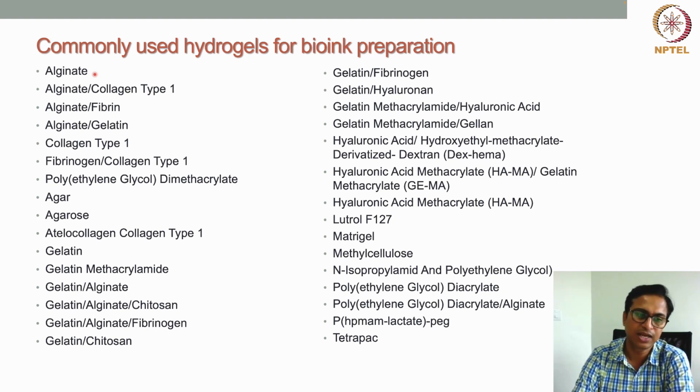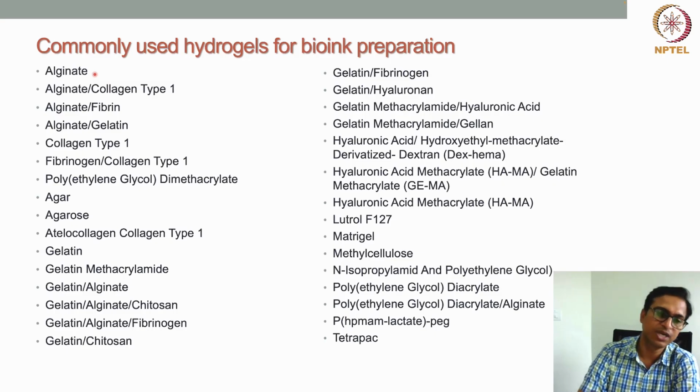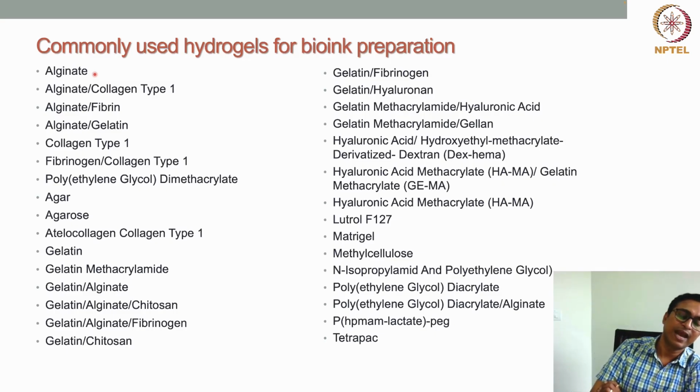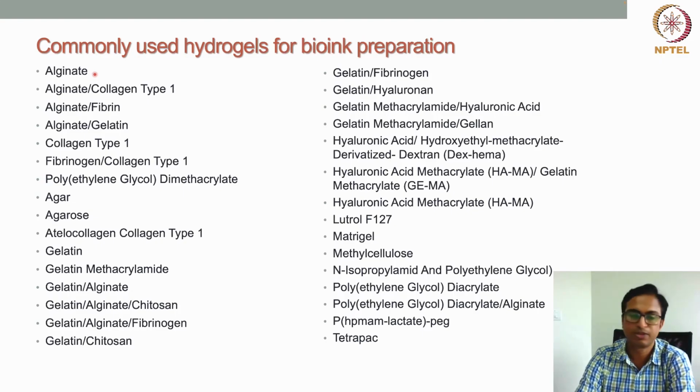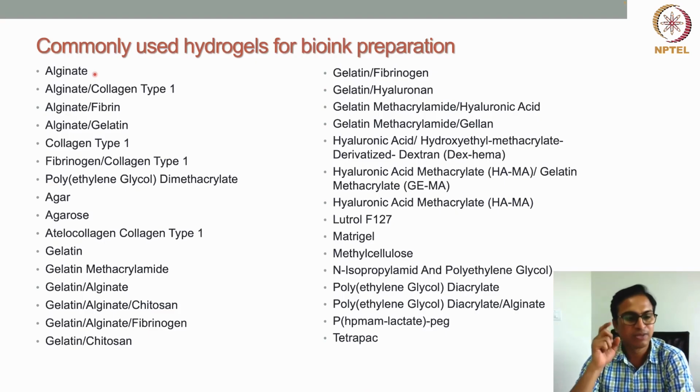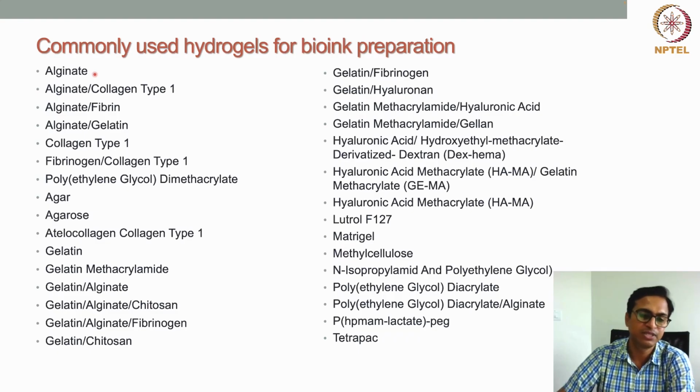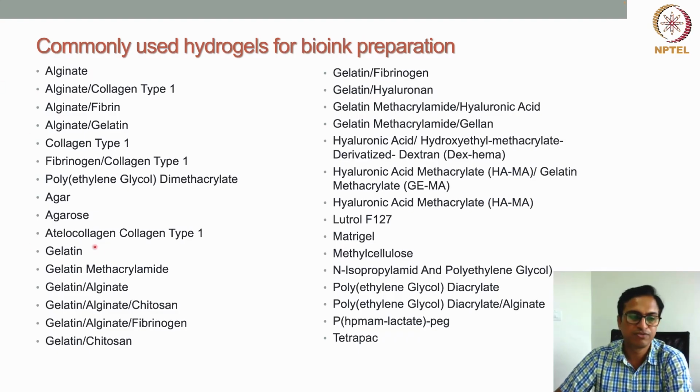Agar is another material that has been used as a bioink material. Agarose has also been used as a material for bioink preparation. Collagen type 1 is also used as a biomaterial bioink. Similarly, gelatin is also a popular bioink because gelatin is inexpensive. It is the denatured form of collagen, and it can be very well prepared from different sources. So gelatin is also a very popular material.